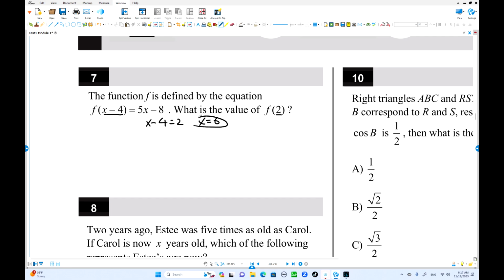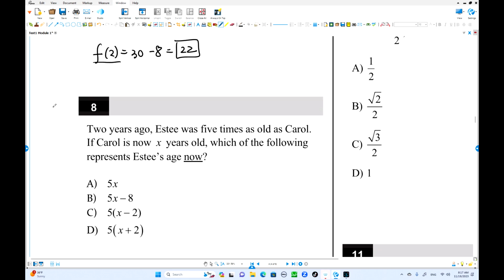When you put x equals 6 in this system, 6 minus 4 is 2, 5 times 6 is 30, and minus 8. That is the value of f of 2, which equals 22, okay? That's the answer. All right, number 8.